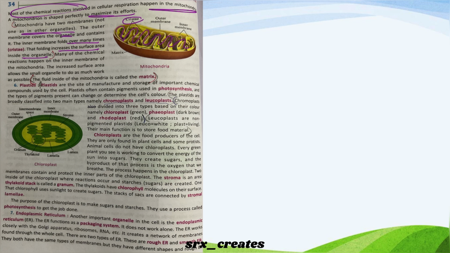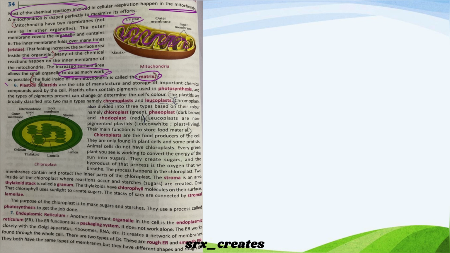Many of the chemical reactions happen in the inner membrane of the mitochondria, so it can also be said that cristae take part in all the major reactions happening in mitochondria. The increased surface area allows the small organelle to do as much work. Increased surface area helps to do more work, and the fluid in these foldings is called the matrix.